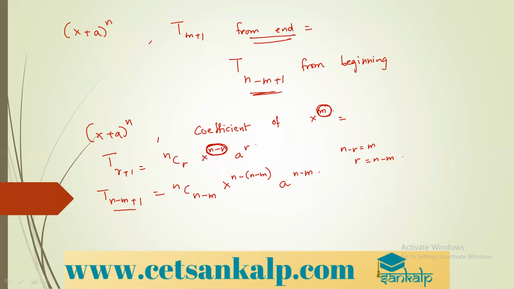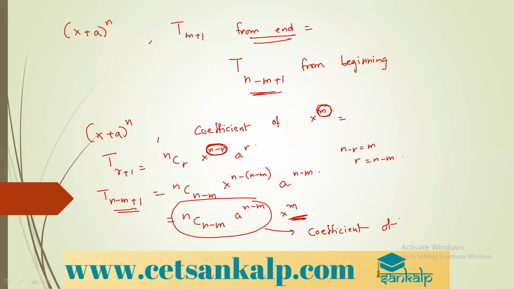So what you will get is the n minus m plus 1th term, and that will be nC(n minus m), a power n minus m, and x power m. In this way, whatever I have circled will be the coefficient of x power m. This is, I'm telling you in general, the procedure. You will understand better if you take some example and do it.